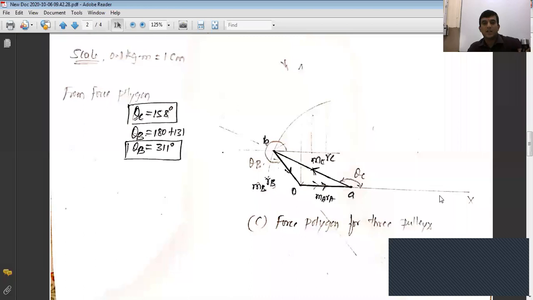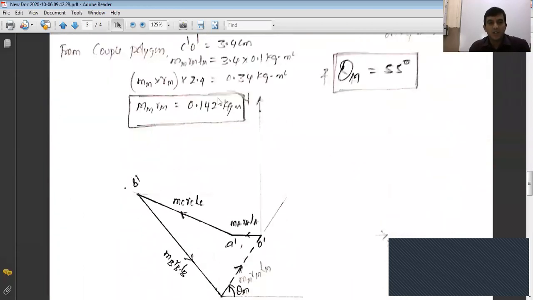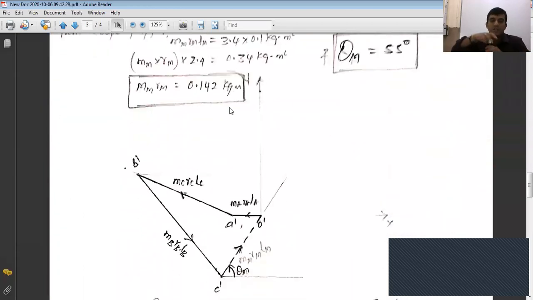Any doubt regarding this couple polygon? If you have doubts, you ask me. Then what about the arrow mark? That is important. The arrow mark in the first polygon is also not shown. O dash to A dash is to the left side, right? Again from A dash, I want to reach O dash. From A dash to B dash, B dash to C dash, and C dash to O dash, we move like this. The arrow mark shows the direction in which the couple is generated.